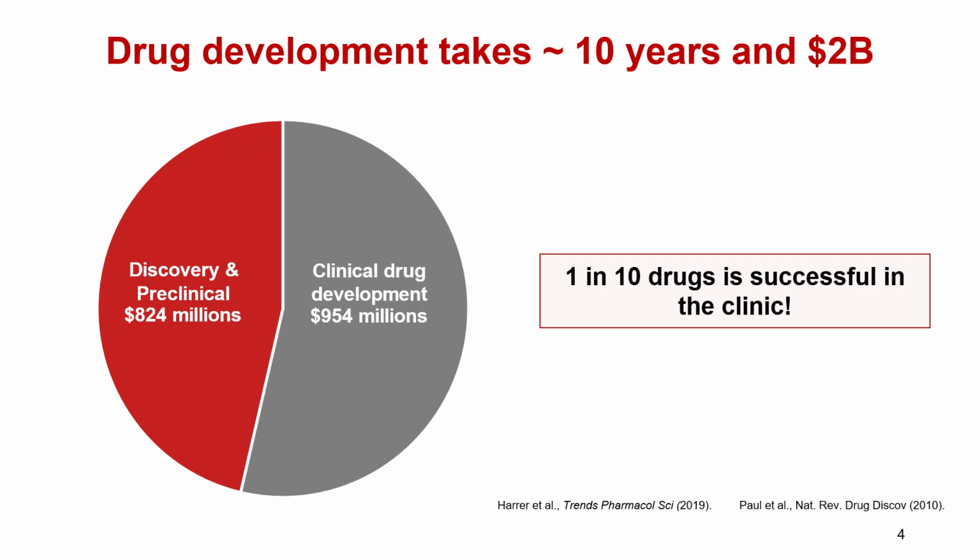So let's start with the problem. The problem is high rate of failure in drug development. So over 90% of drugs fail in the market. Only 1 in 10 drugs is successful in the clinic. Drug development takes over 10 years and more than $2 billion, and most of the money is being spent in both discovery as well as clinical drug development phases.